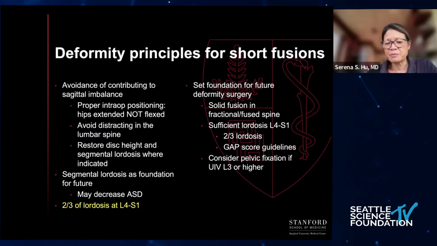And remember that that distal part of your spine is the foundation for the future. And if you can give them a good foundation, it's possible you might decrease their risk of adjacent segment disease. I think we all know, but it's important to reiterate that 2/3 of your lordosis should be at L4 to S1, which is, of course, the place that we're oftentimes operating on for these fractional curves or degenerative problems. You really want to set a foundation for future deformity surgery if they need it. You want a solid fusion in that fused segment of the spine and enough lordosis, whether you use the 2/3 lordosis at L5-S1 or the GAP score guidelines.